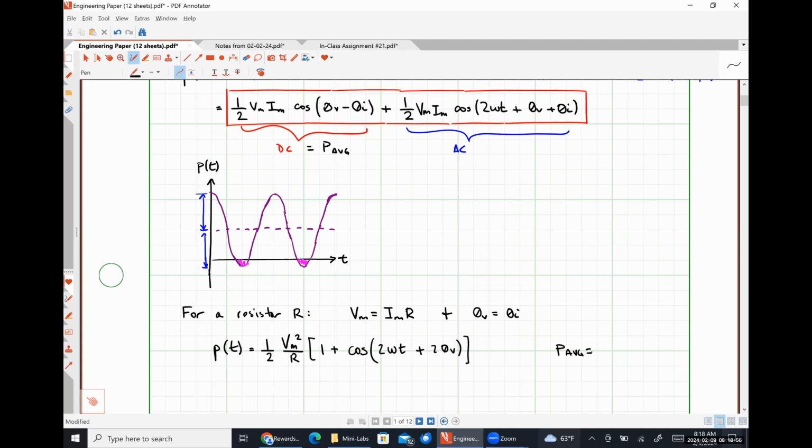So effectively, we're throwing the time varying part away. The cosine omega t plus twice theta v bit gets thrown away. That's the AC part. Whatever's left is the average power, which would just be the 1/2 VM squared over R. Does this relationship look kind of familiar?